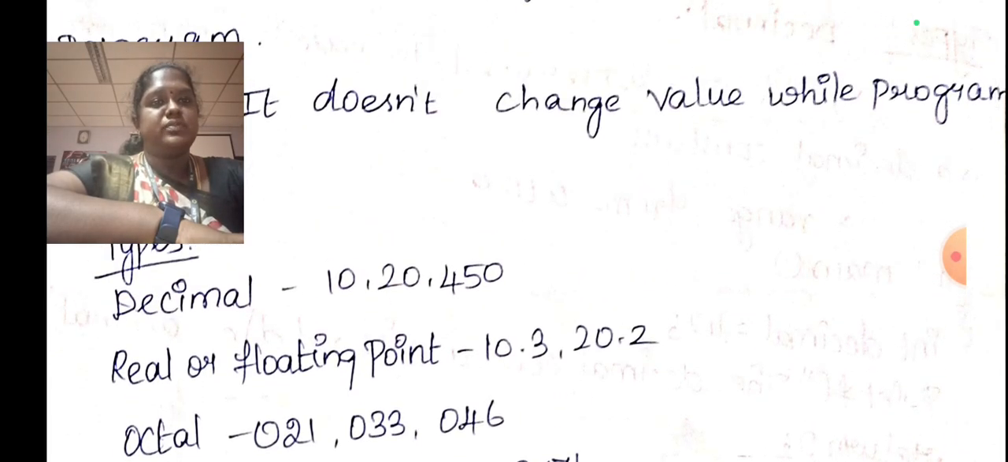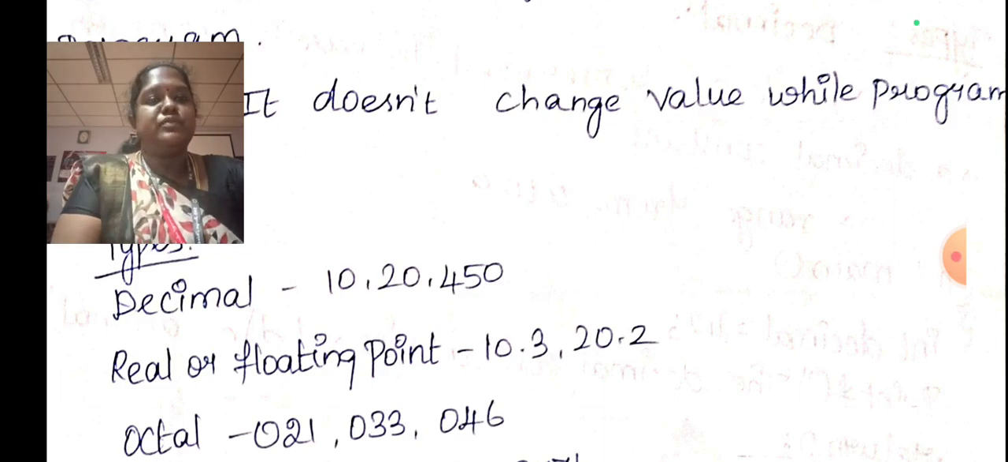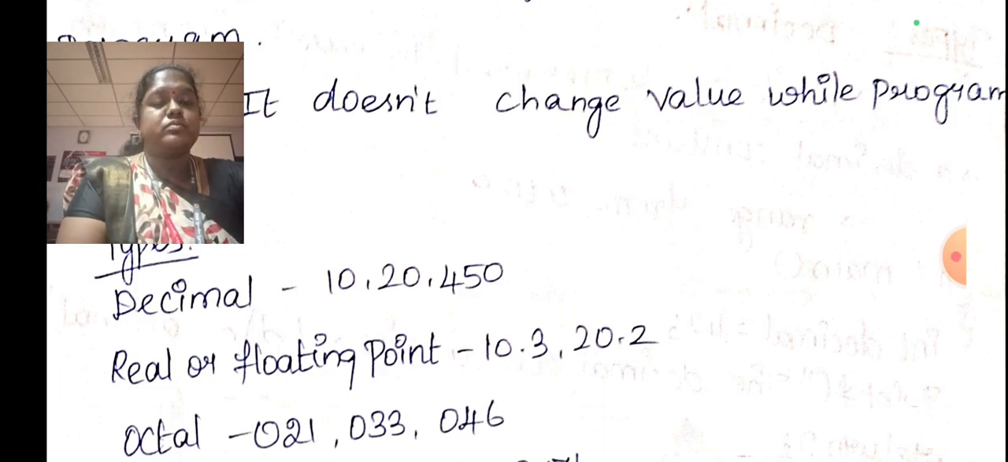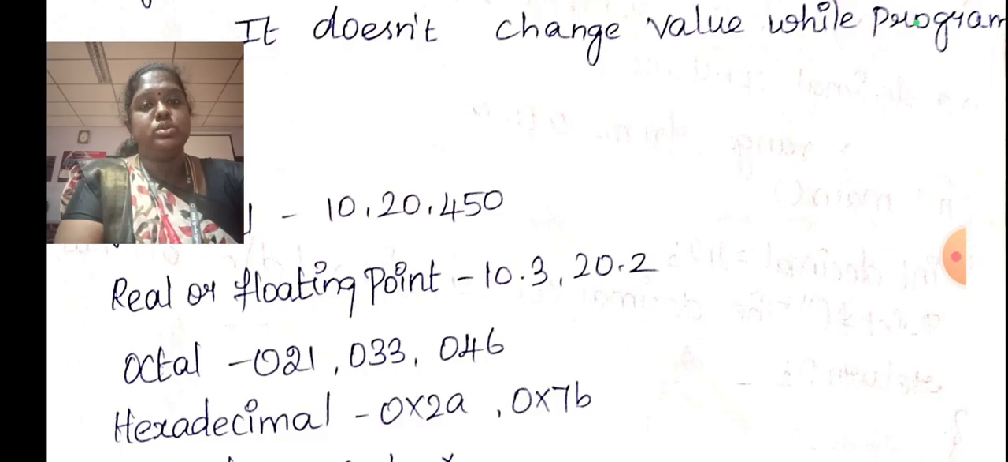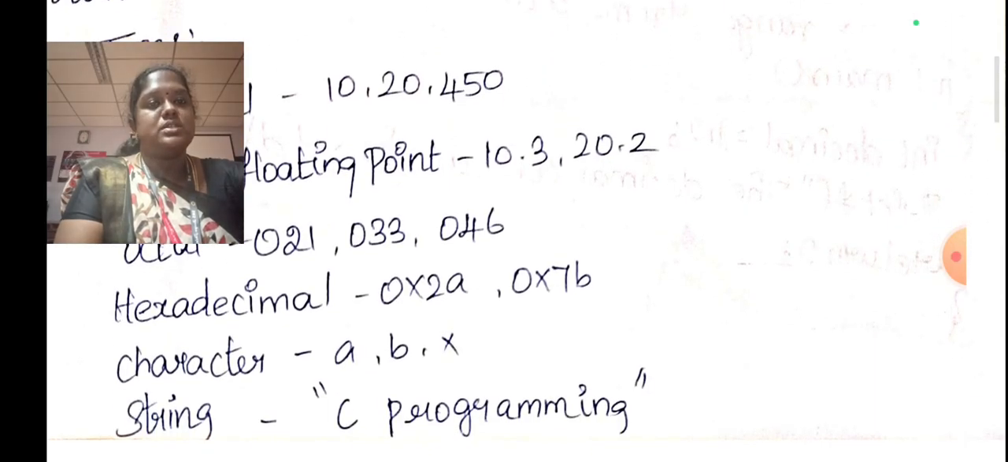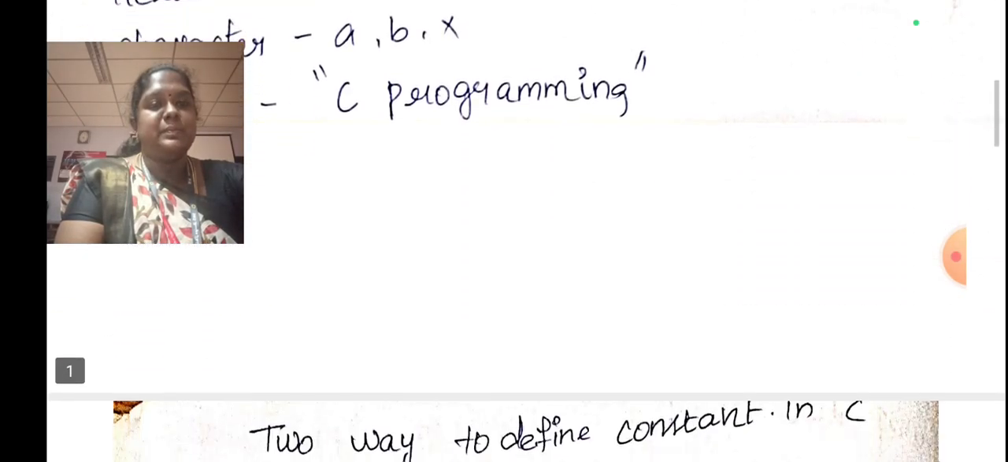Decimal means 10, 24, 50, etc. Real and float means 10.3, 20, 30, 20.2. Octal means 021, 033. It always starts with 0. Hexadecimal means 0X2A, 0X7B. Likewise, character means A, B, C. String means a word or phrase, like "C program", in C programming.